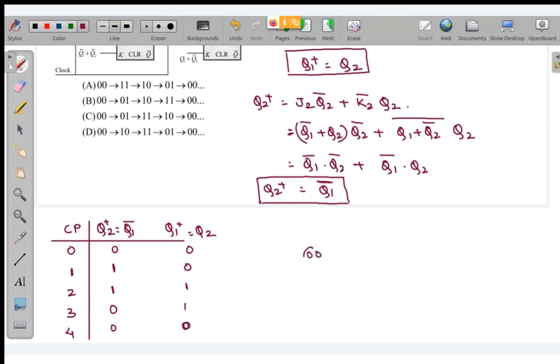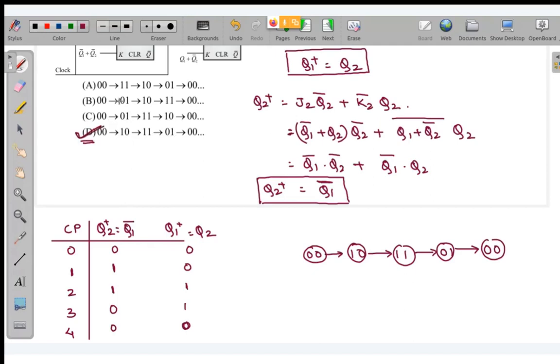So you can see from 0, 0 you are going to 1, 0, then from 1, 0 to 1, 1, then from 1, 1 to 0, 1, and from 0, 1 again you are going to 0, 0. So where can you see this 0, 0 to 1, 0? Only at this place: 1 1 0 1 0 0. So option D is your correct answer.